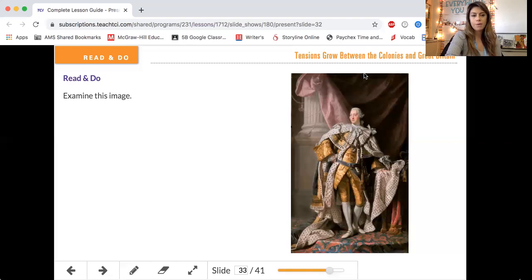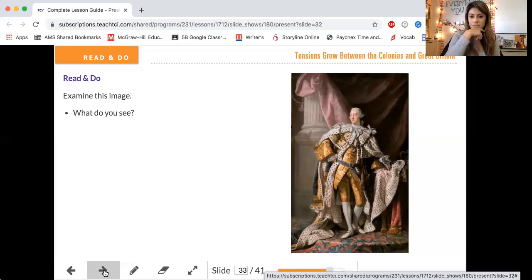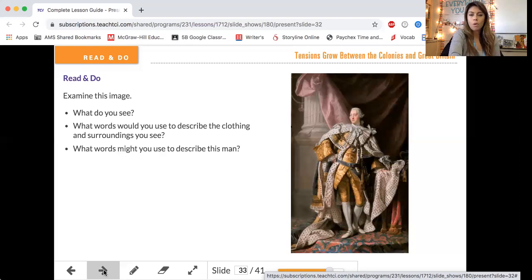All right, we are going to start by examining this image here. What do you see? What words would you use to describe the clothing and surroundings you see in this picture? What words might you use to describe this man?